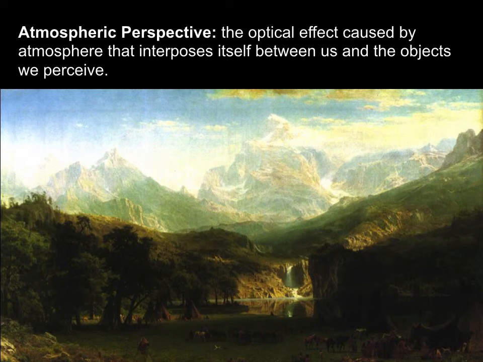Atmospheric perspective is another way to create illusionistic three-dimensional space. Atmospheric perspective is the optical effect caused by the atmosphere that interposes itself between us and the objects that we perceive. We see this actually happen often in real life here in the Bay Area, where some days, if we look up at the East Bay Hills, they're very sort of cloudy, light green. Other days, when there's less atmosphere, we can see much more detail and they're brighter. Artists realize this. The atmosphere actually gets in the way of us perceiving things. Atmospheric perspective also means that we see things in more detail up close. The further away we get, they're less detailed.